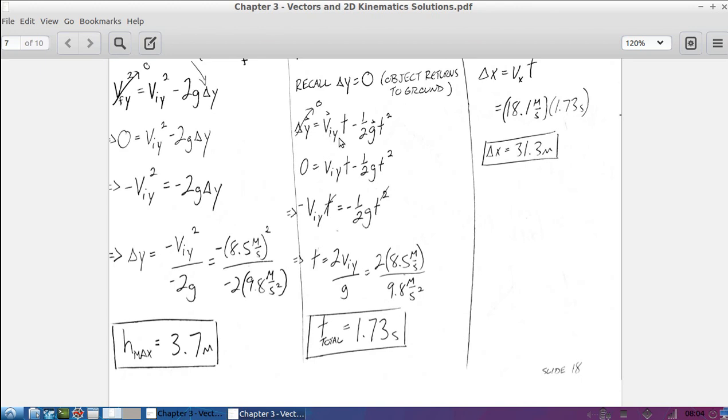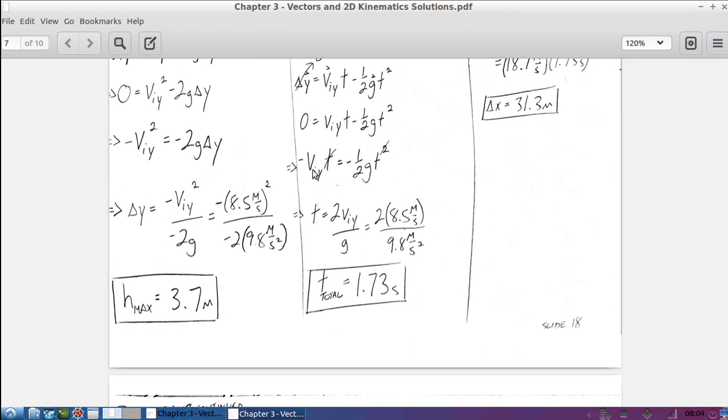Take this term, subtract it from both sides. I've got negative signs on both sides. I also have at least one t term on both sides, so I'm canceling out a t term. So v initial y is 1/2 gt. Multiply both sides by 2. Divide both sides by g. I've got this expression for time.